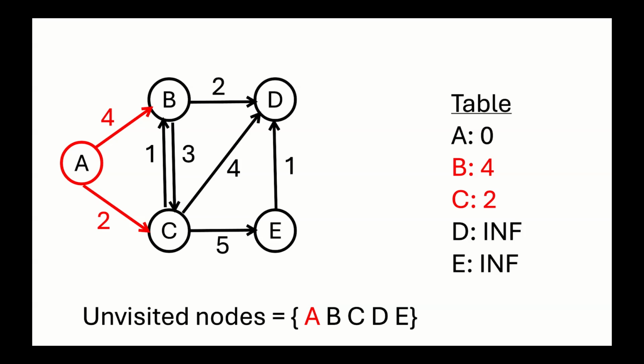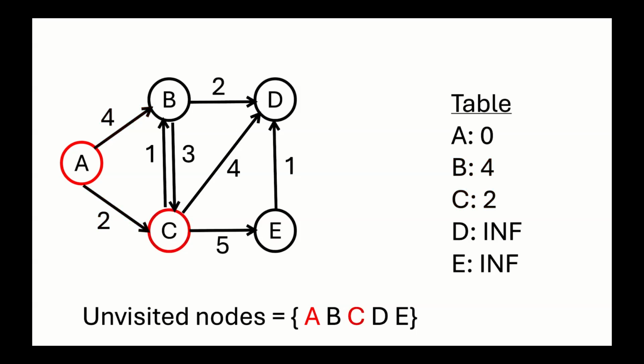In the second step, we evaluate which vertices we can visit from our current node A. We can reach node B through a weighted edge of 4. We can also reach vertex C through an edge with a weight of 2. So we update the distances table accordingly.